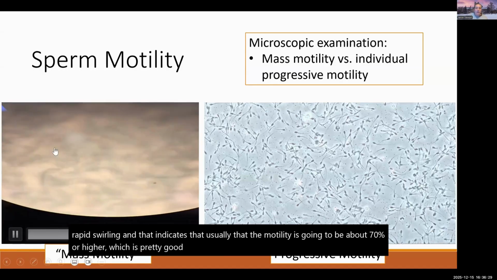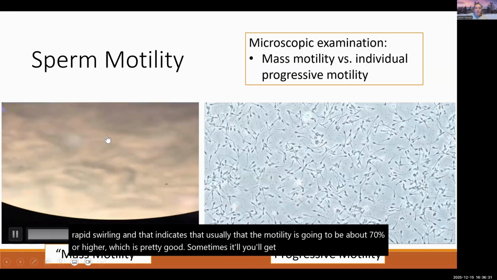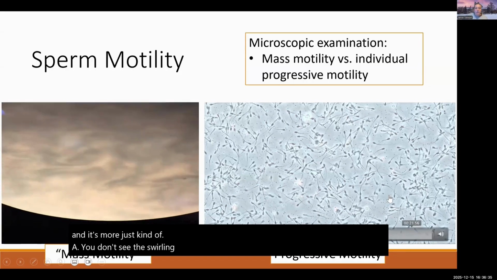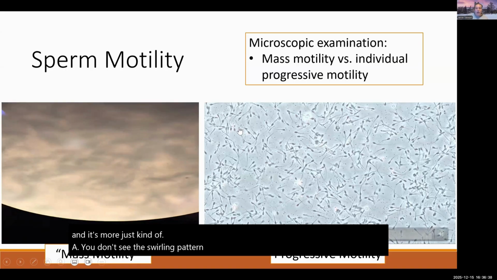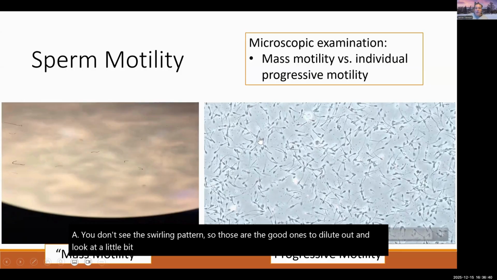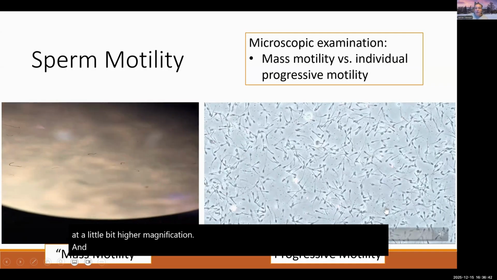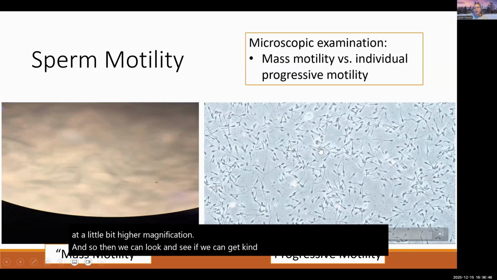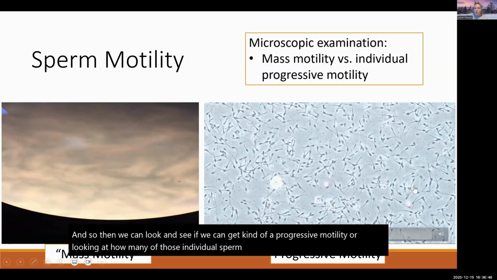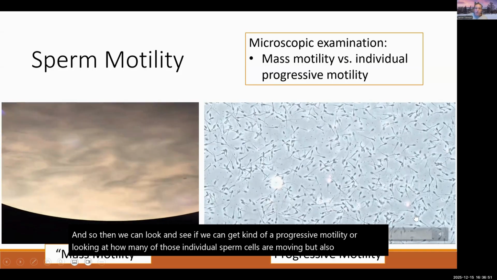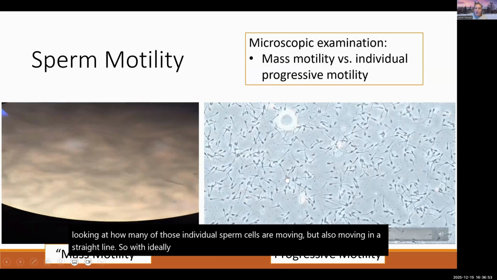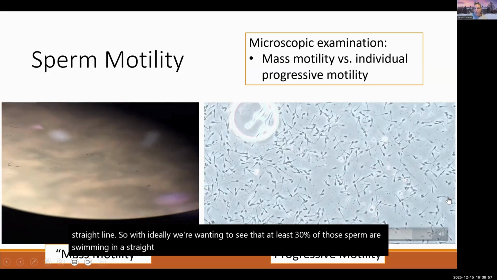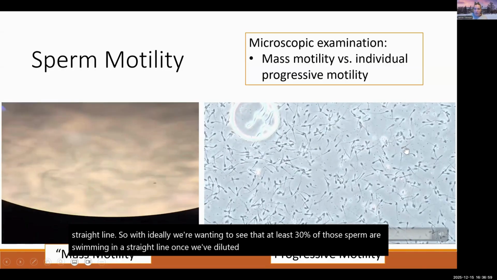Sometimes you'll get motility where you don't see the swirling pattern. So those are the good ones to dilute out and look at a little bit higher magnification. And so then we can see if we can get a progressive motility, looking at how many of those individual sperm cells are moving, but also moving in a straight line. Ideally, we want to see that at least 30% of those sperm are swimming in a straight line once we've diluted it out and looked at them individually under the microscope.